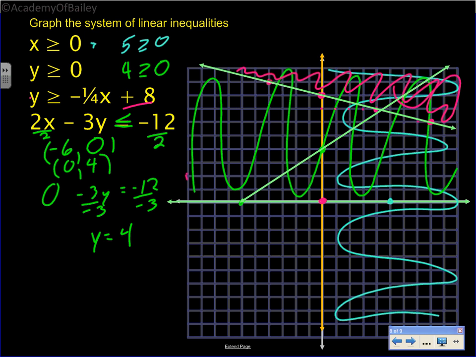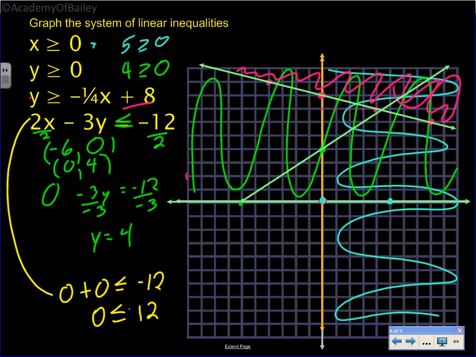So now let's pick a test point. We can pick the test point of 0, 0. 0, 0 is not on the line, so we can pick it. Let's plug it in. 2 times 0 is 0, plus 3 times 0, which is 0, less than or equal to negative 12. I don't believe that's true, so then we shade above the line.